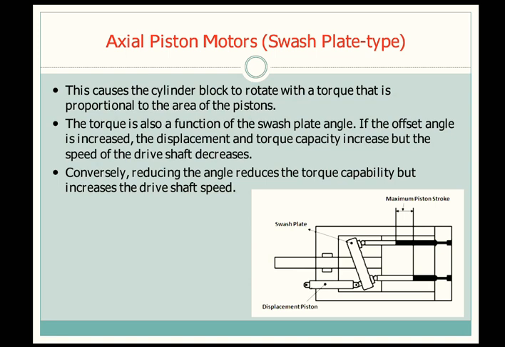If the offset angle is increased, the displacement and torque capacity increase, but the speed of the drive shaft decreases. Conversely, reducing the angle reduces the torque capability but increases the drive shaft speed.